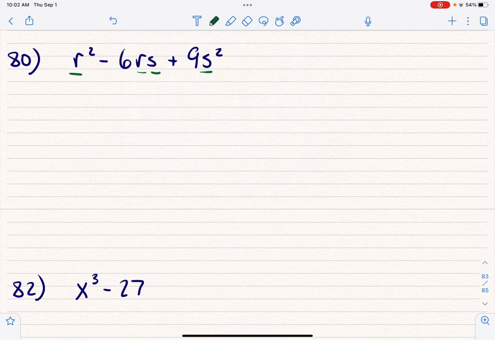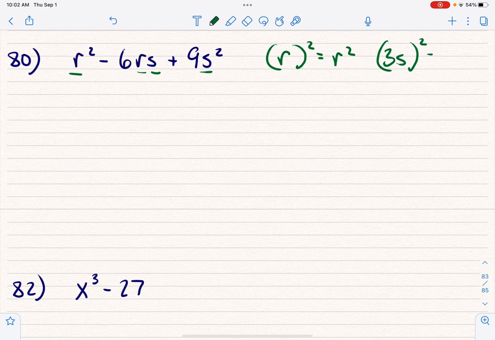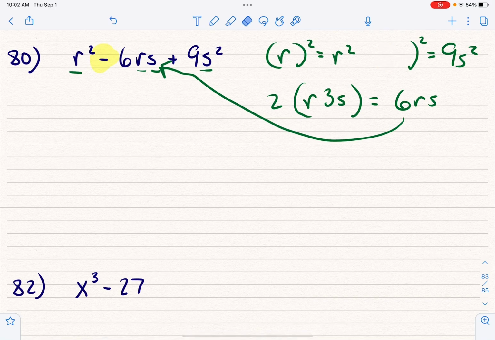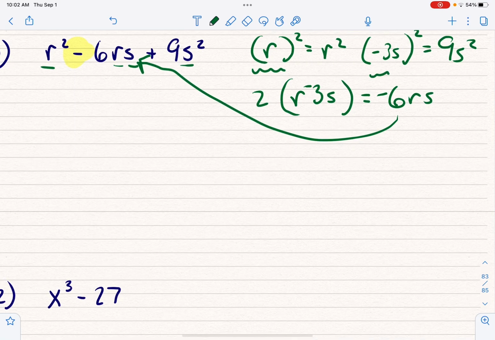So I look and go, okay, r squared gives me that r squared. And 3s squared gives me that 9s squared. And if I multiply the r times 3s and I double it, I get 6rs, which is what I have here. Now the fact that it's a negative means that that 3 has got to be negative. So this has got to be negative 3s, which makes this a negative 3 there, making this a negative 6. So these are the two things, okay?